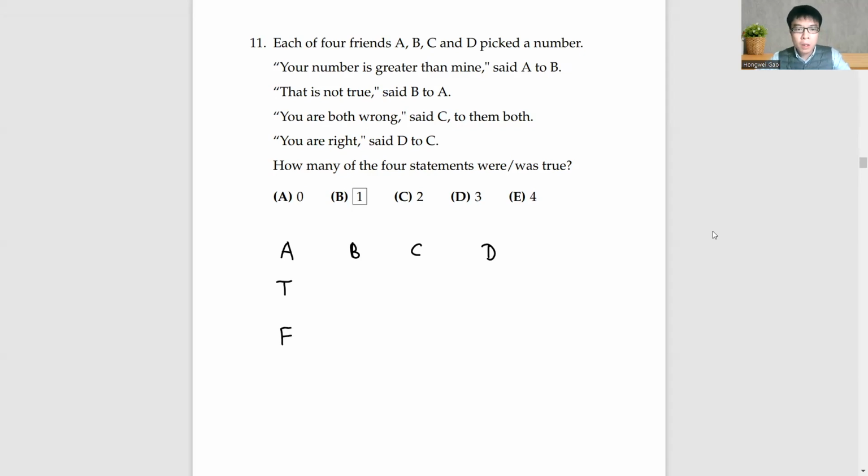Now let's check B. B said to A, that's not true. So if the statement of A is not true, then B's is true. If the statement of A is true, then B's is false. So for A and B, one statement must be true and the other false. If we go to C, C said, you are both wrong. Okay, C can never be true. So C is always false. And D says, you're right to C. So D should be false. So either way, we always have just one true statement. So the answer here is B.